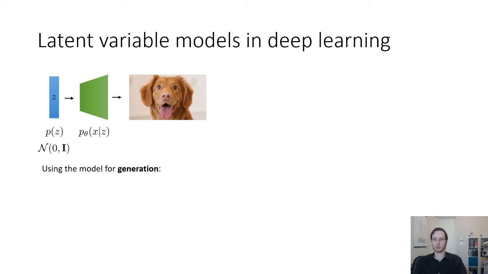Using the model for generation works like this. First, you sample z from p of z. And this sounds very fancy, but all it really means is generate a vector of random numbers. Right? P of z is a zero mean unit variance Gaussian, so you literally just generate a vector. Maybe z has 64 dimensions. You generate 64 normally distributed numbers. It's basically like a random number generator, just a source of random numbers.